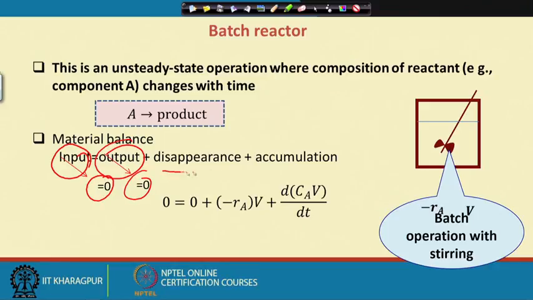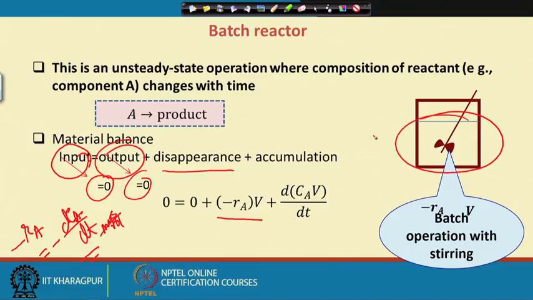So what is the rate of disappearance? The rate of disappearance is minus R into V. Why minus R into V? What is minus R? Minus R equals minus dCA by dt. What is dCA? dCA is the mass per unit volume, am I right? So when you carry out the reaction in the reactor, you have to consider the whole liquid volume. So you have to multiply it by V.